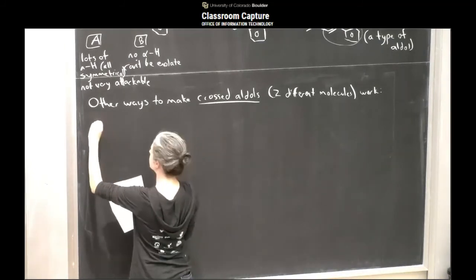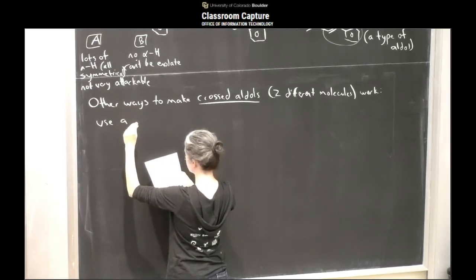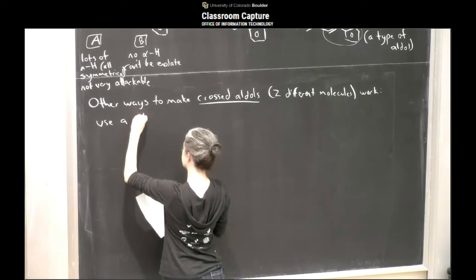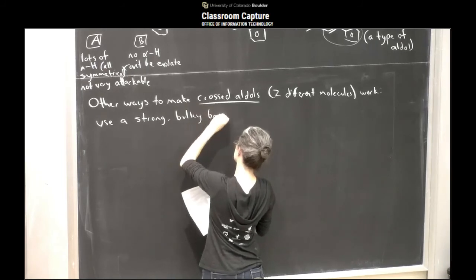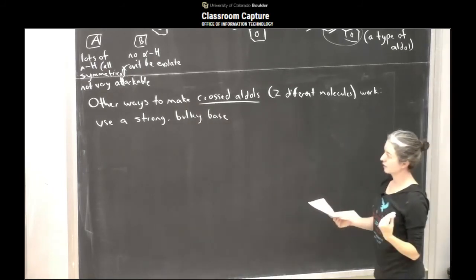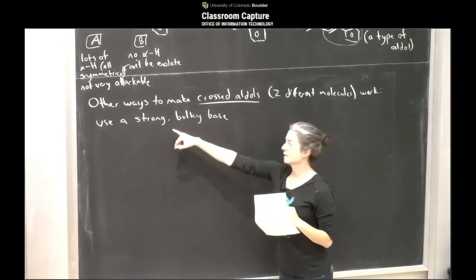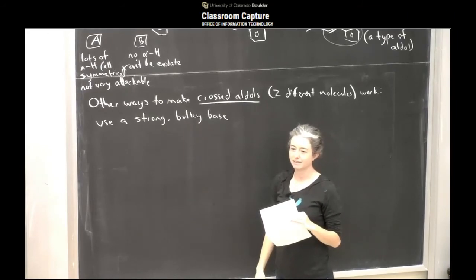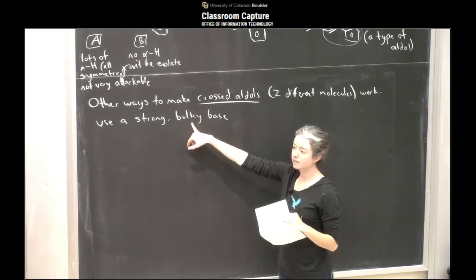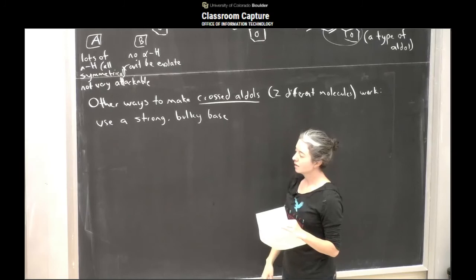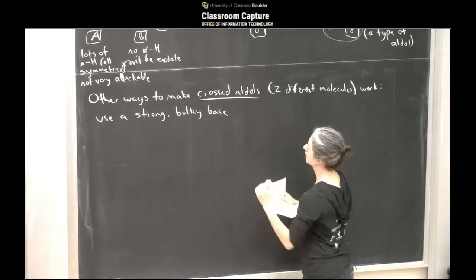Pretty much it comes down to using a very specifically chosen base. We need it to be bulky so it's not going to get any ideas and try attacking the carbonyl on its own. Normally, when I say strong bulky base, you think what? Yeah, tert-butoxide. Turns out that's not actually quite strong enough to do this very well. The pKa of the enolate proton is usually a little bit higher than tert-butoxide, so we're going to have to bump things up a little bit.